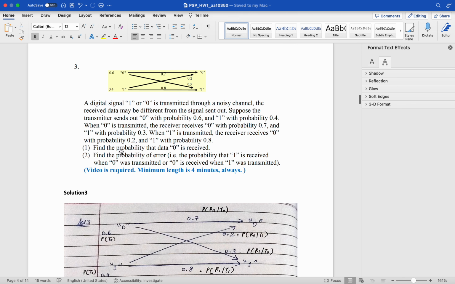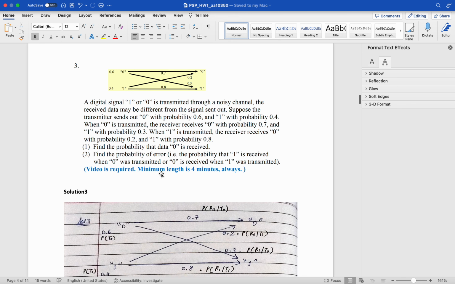So we have two parts. In the first part we need to find the probability that data 0 is received, and for the second part we need to find the probability of error. Now the error is defined as the probability that 1 is received when 0 was transmitted, or 0 is received when 1 was transmitted.